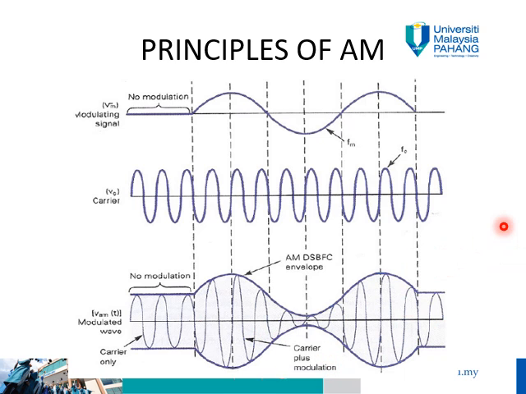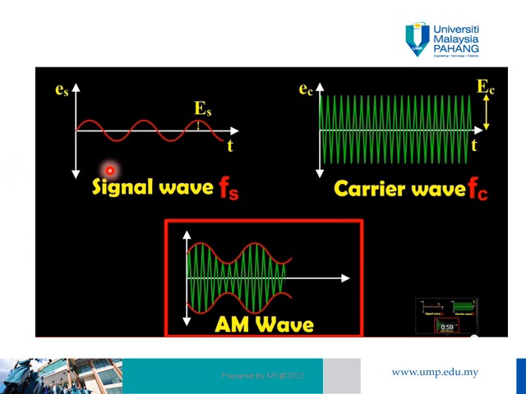Okay, so the modulating signal plus the carrier signal produces the envelope, the AM modulated signal. Next, this is another example of how the signals combine and become an AM wave.